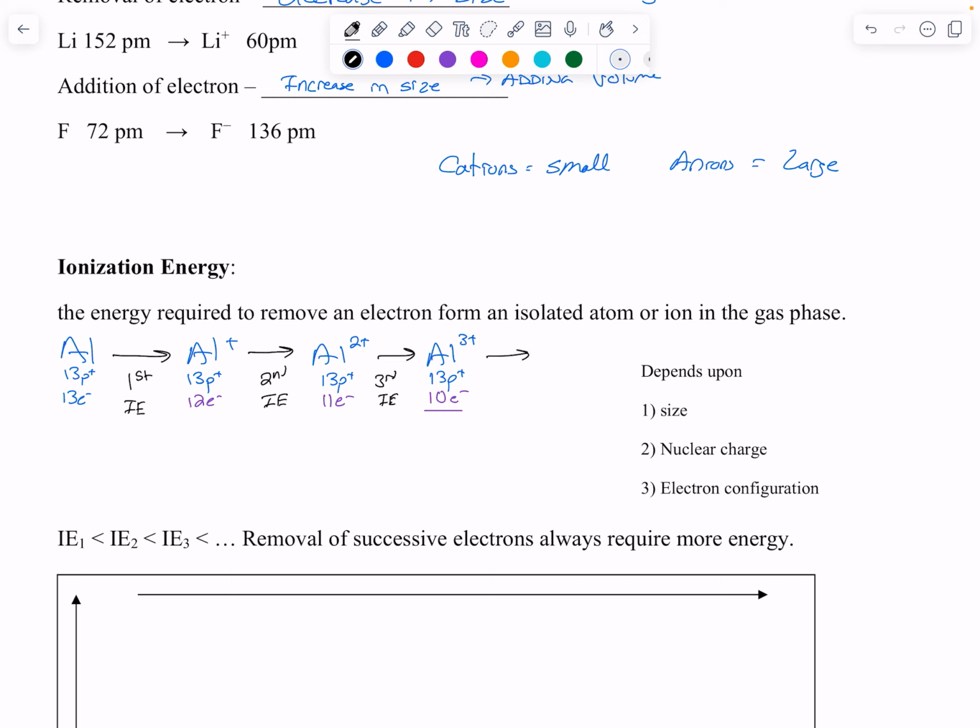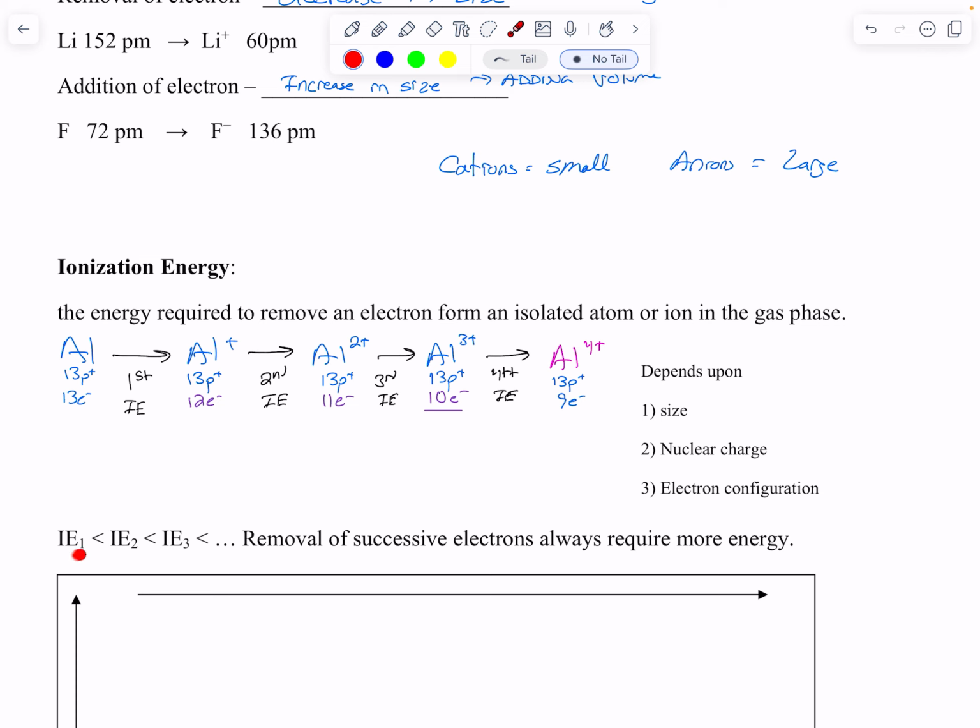You know, there's also a fourth. Can you go to aluminum 4 plus? Yes, you sure could. You still have 13 protons, now you have 9 electrons. Not as stable.